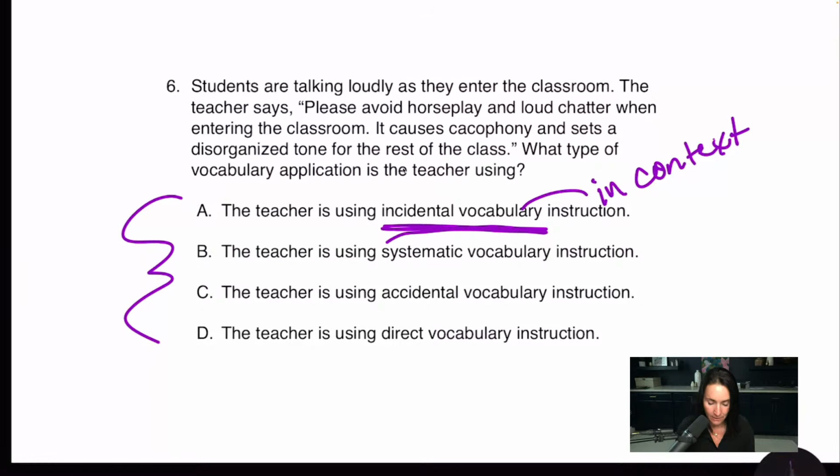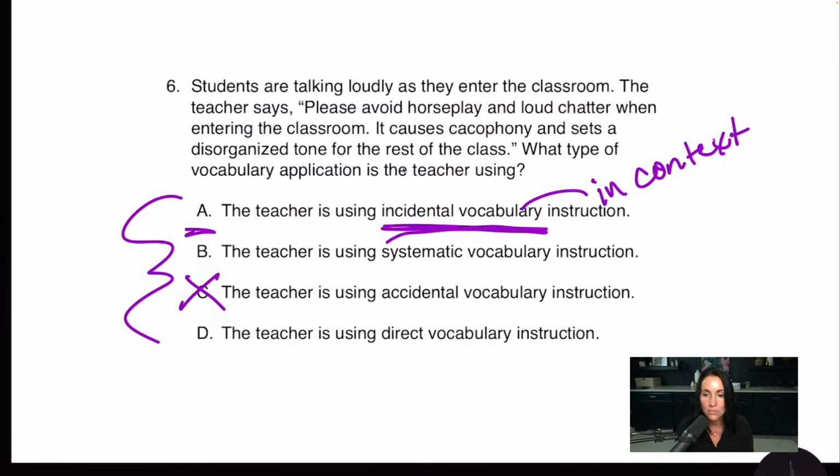So A, I like. All right, let's look at B. The teacher is using systematic vocabulary instruction. Okay, that's cool. I like that too. I'm going to leave it. C, the teacher is using accidental vocabulary instruction. No. And I know this sounds like a silly answer, but those of you who have taken teacher certification exams, you will see these kind of nonsense answer choices on the exam. So C is out. There's no such thing as accidental vocabulary instruction. I mean, I guess there could be some happy accidents when you're teaching vocab, but it's not really a thing that we talk about. So cross that off.